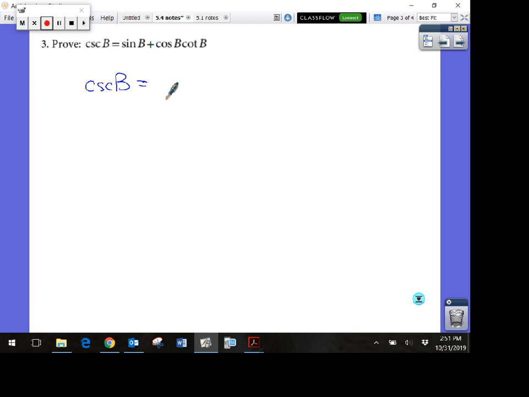So the next thing is I have a sine and a cosine. Now look over here, I have a cosecant. Cosecant deals with sine, right? It's the reciprocal of sine. So I need to keep my sines over here. So I'm going to change that cotangent to cosine over sine. So what I end up with is sine B plus cosine B times cosine B over sine B.